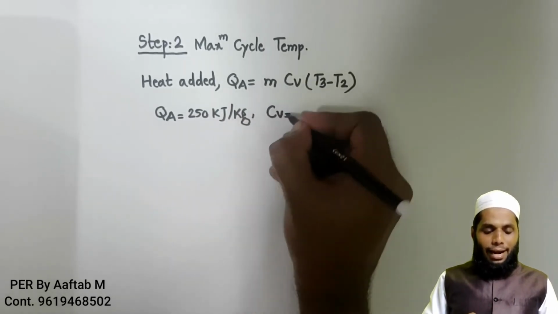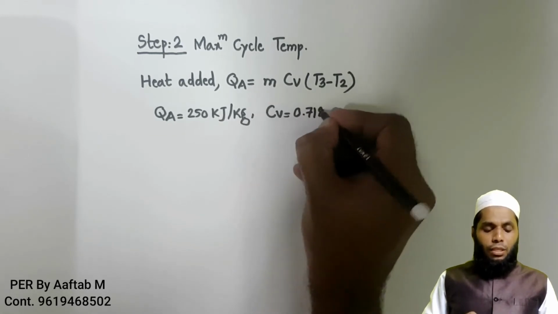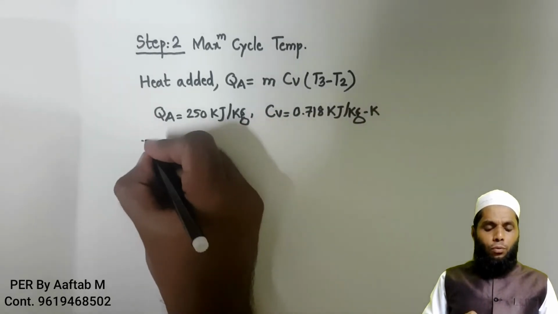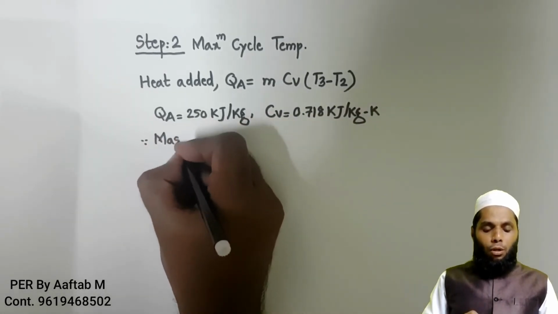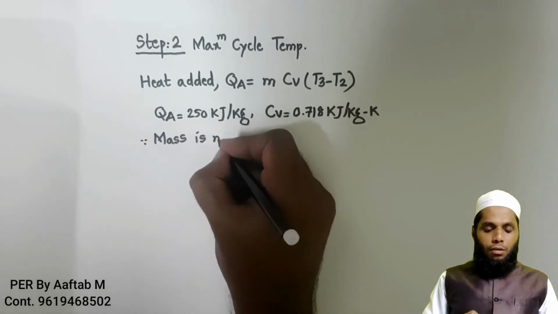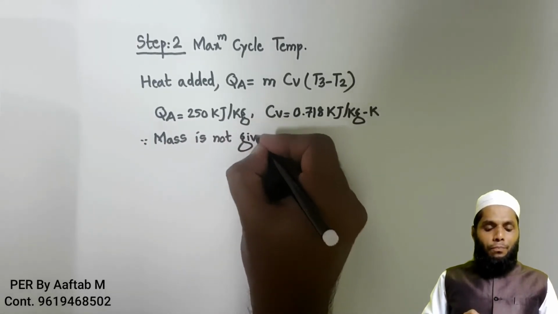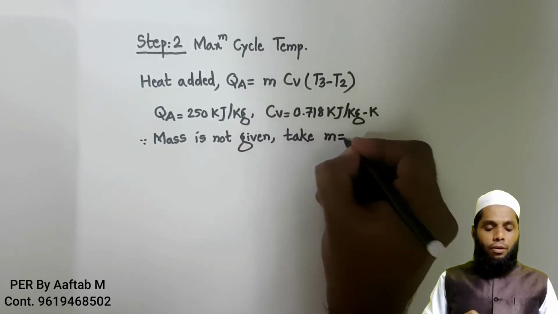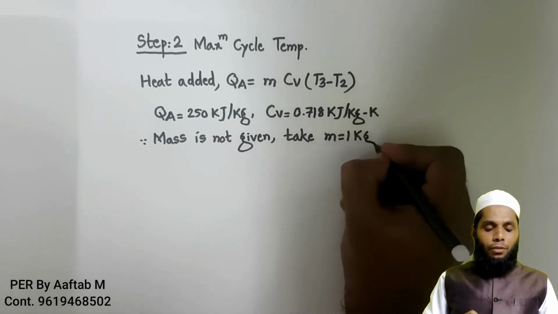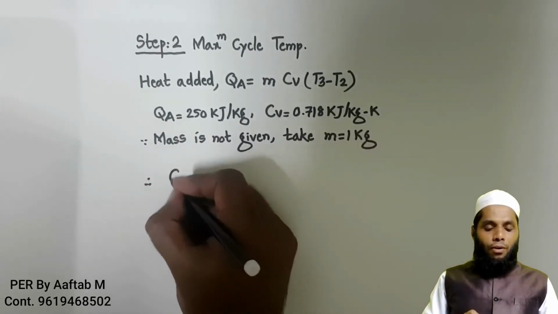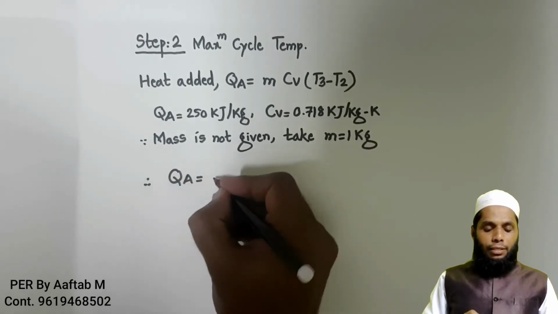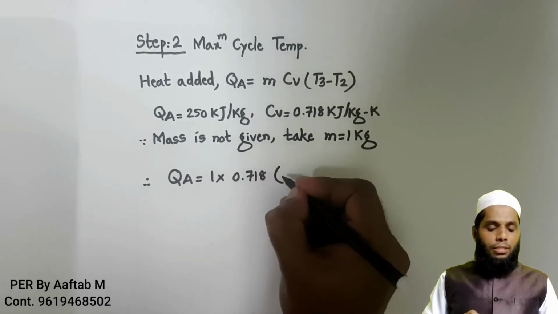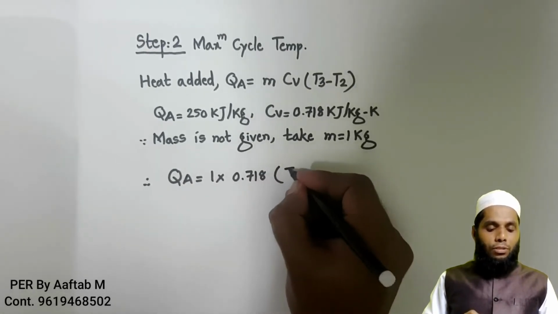We have heat added value 250 kilojoule per kg, and CV is equal to 0.718 kilojoule per kg. In the problem, since mass is not given, therefore to solve this problem, we will assume a value of mass m. We'll take it as 1 kg. And now we're going to substitute these values in the above equation.